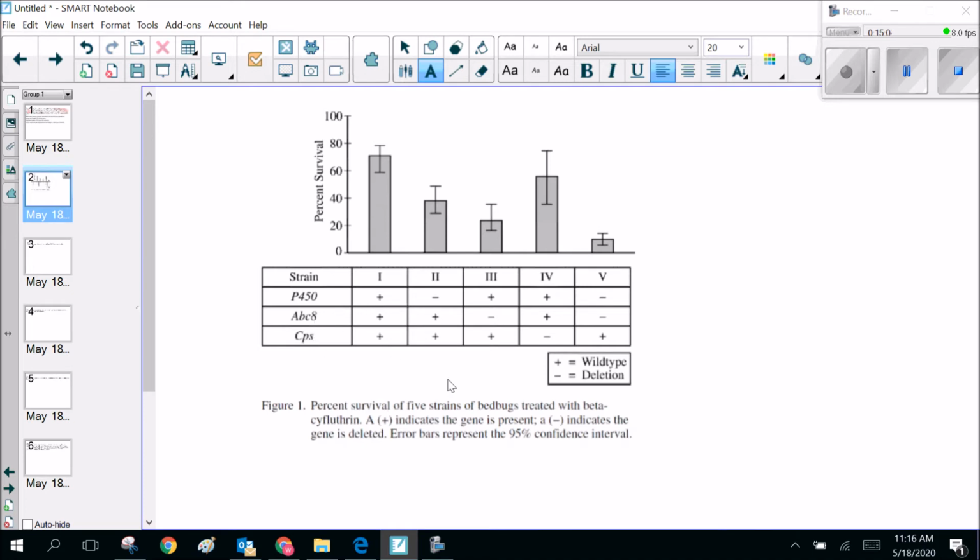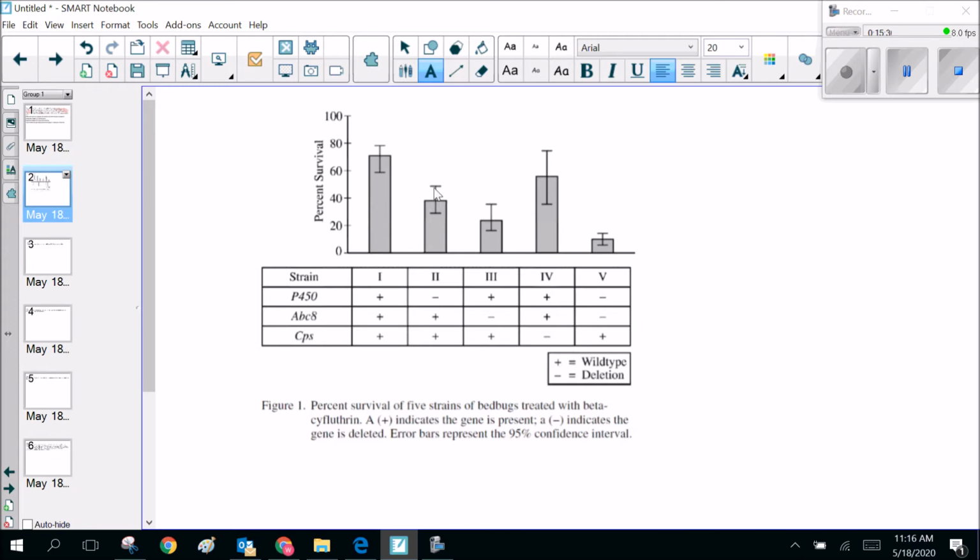Okay, I see here I have a strain P450, ABC8, and CPS. When all of them were normal, in other words, they weren't deleted, this is how much insecticide resistance we got. It's a lot. It's pretty big. Now it does overlap with this guy over here, so maybe there's not a significant difference between here. We'll talk about that. But there is a lot more insecticide resistance when all three are left as they are than when we delete some. So let's see what happens when we delete P450.